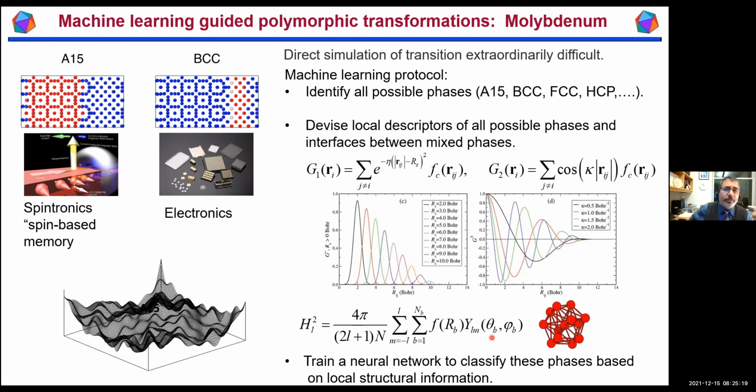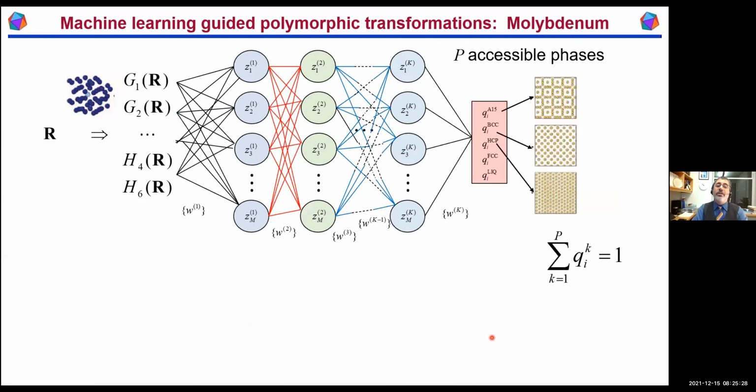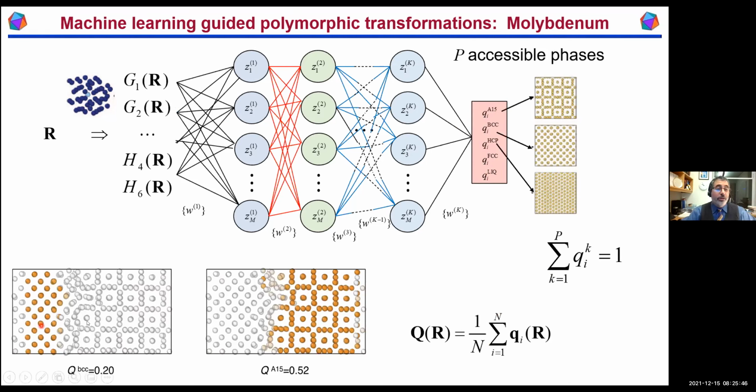Once you have a set of descriptors, what we're going to do is train a neural network to classify the phases based on local structural information. By giving it lots of examples of different environments, I can have it spit out a probability that a given configuration is in one of the various phases that we have, including mixed phases like interfaces. Here's an example of an interfacial configuration. I take these local classifiers, these local probabilities, and average over all the atoms in the cell, and create a global classifier for a simulation cell that may be pure or may be mixed.